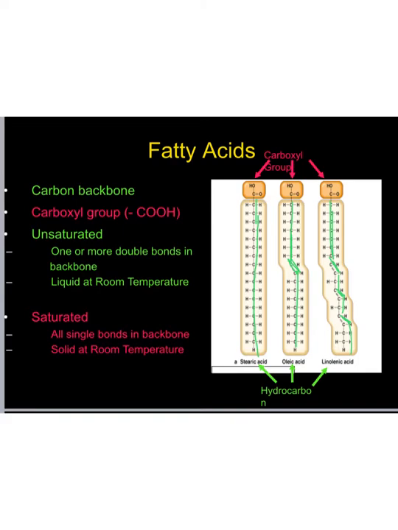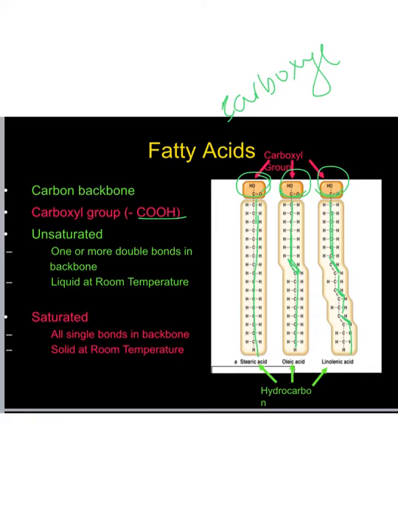So fatty acids have those long carbon backbones. They also have the carboxyl group. So remember those back from chapter 3. So these are the carboxyl groups. They give acidic properties to whatever molecule they're attached to, which is why they are called fatty acids. So that's your COOH, so a carbon, 2 oxygens, and a hydrogen.